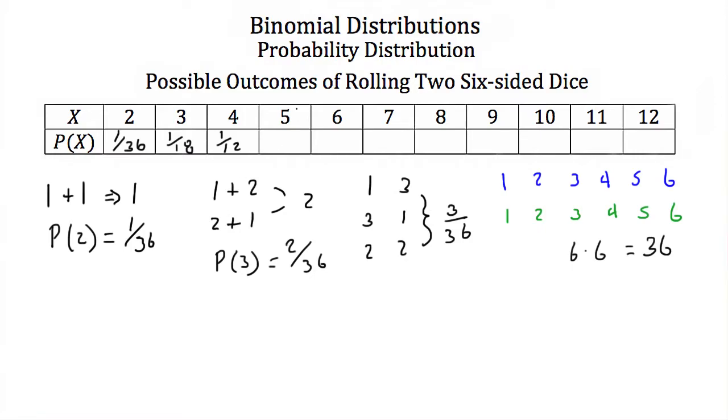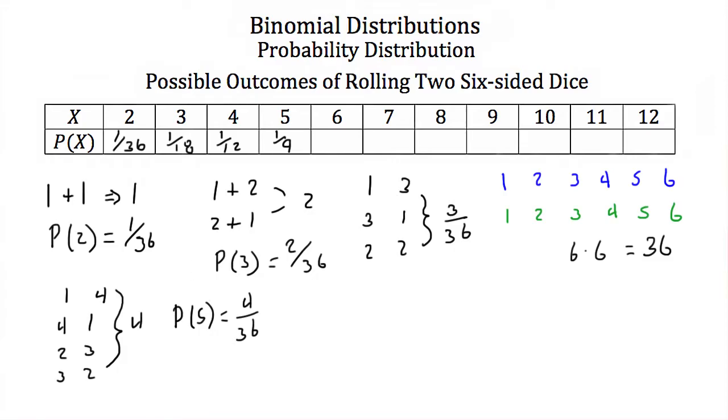Now we'll try 5. Ways to get a 5. Well, I can get a 5 from a 1 and then a 4, or a 4 and then a 1. I can also get it from a 2 and then a 3, or a 3 and then a 2. And those are all the ways that I can get a sum of 5 from 2 six-sided dice. And there are 4 of these ways. So my probability of getting a 5 would be 4 out of 36. This reduces down to 1 out of 9.